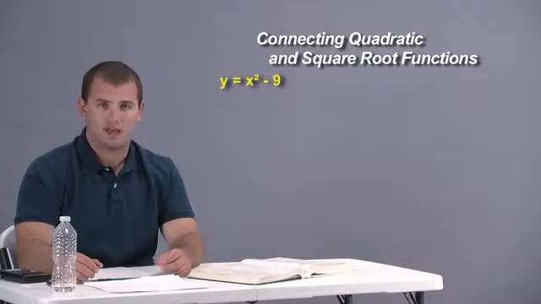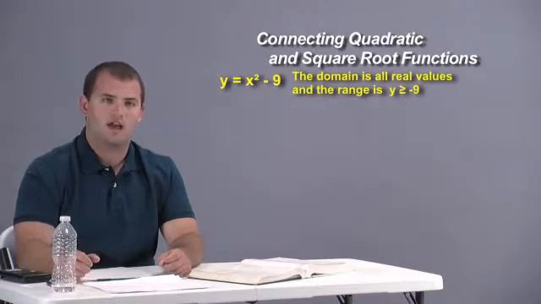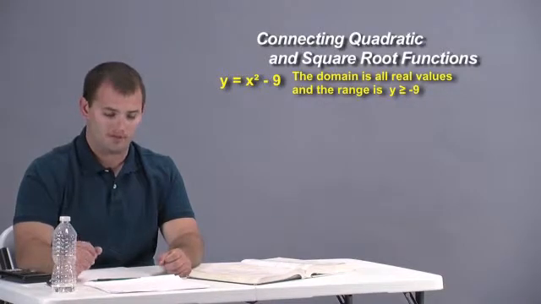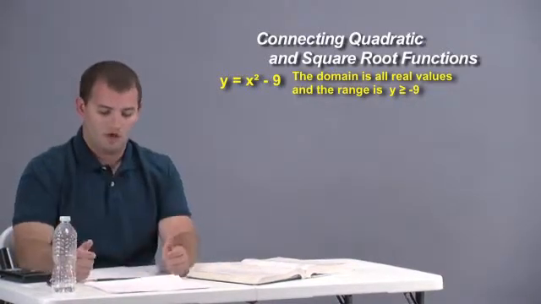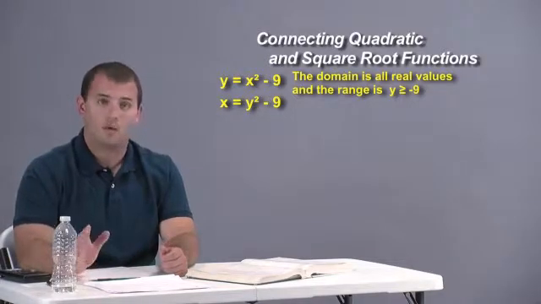Let's work one more example. Y is equal to x squared minus 9. The domain is all real values, and the range is y is greater than or equal to negative 9. First step, let's reverse the variables. So the equation now becomes x is equal to y squared minus 9. Now we solve for y.